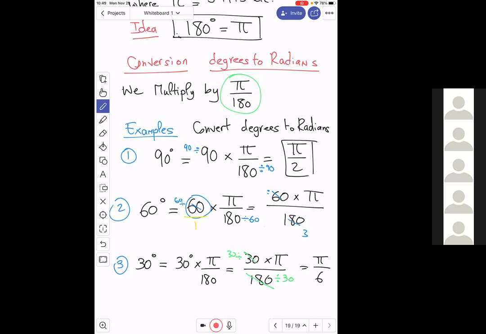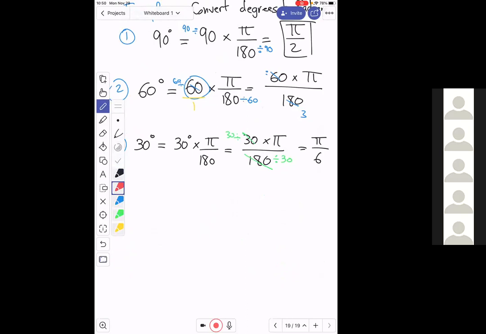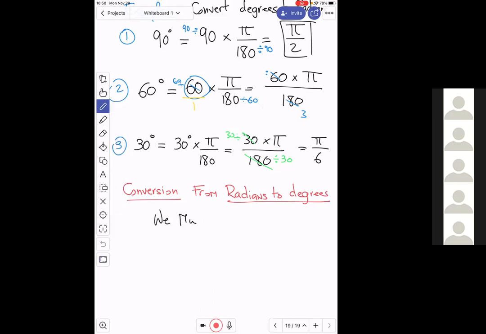Now the other way, if you want to go from radians to degrees, so conversion. If you want to convert from radians to degrees, then we multiply by 180 over pi. Okay.